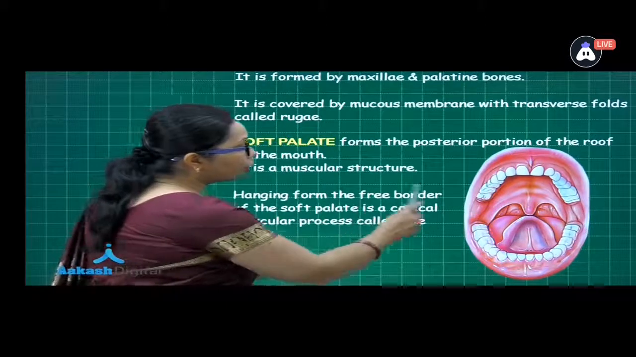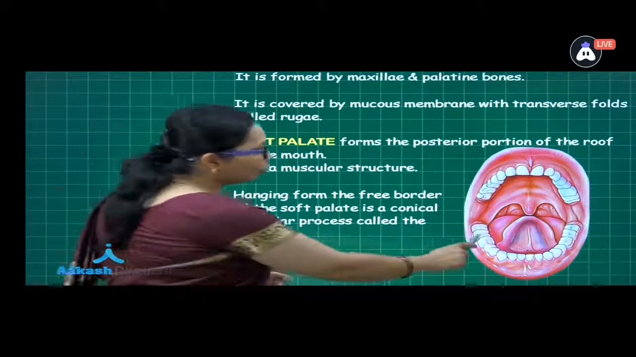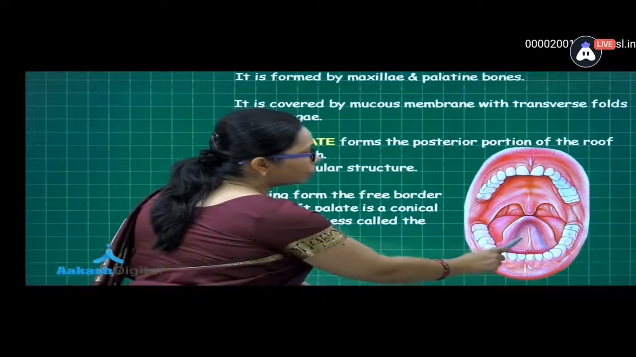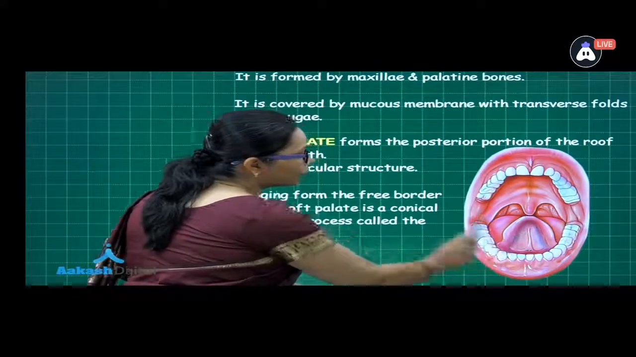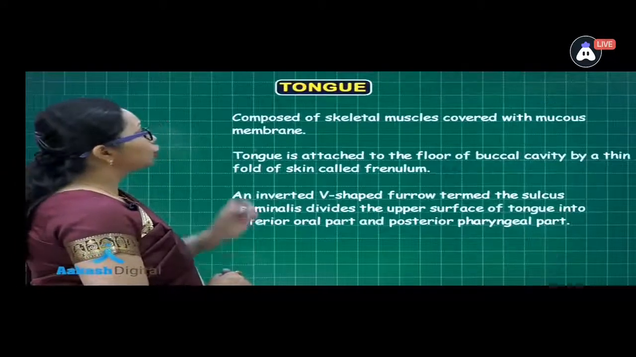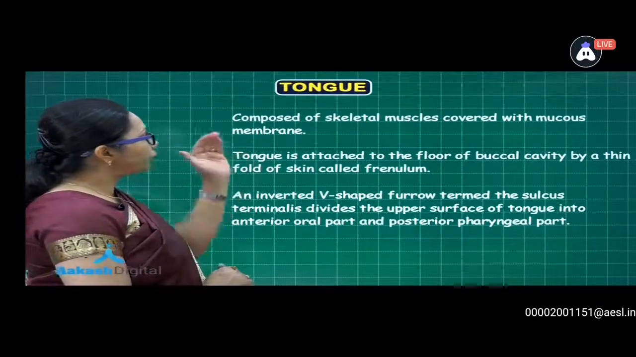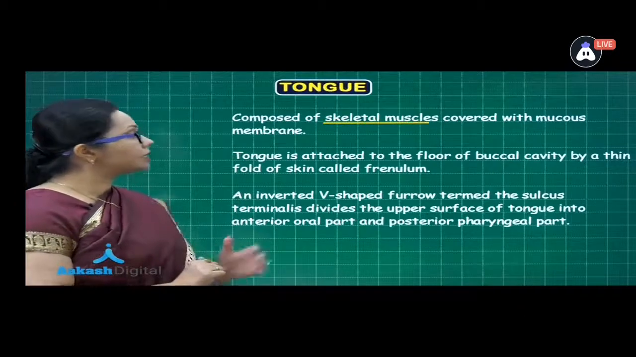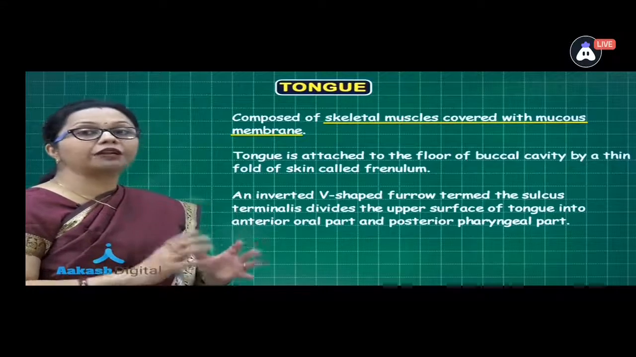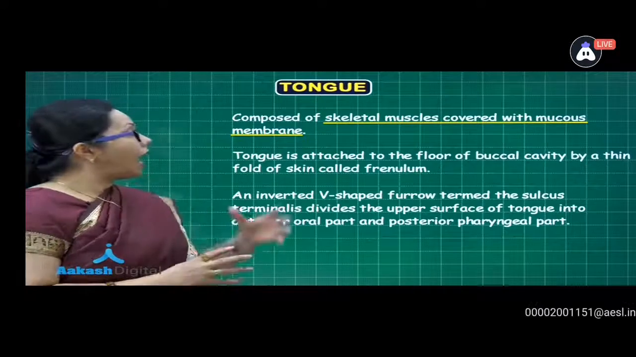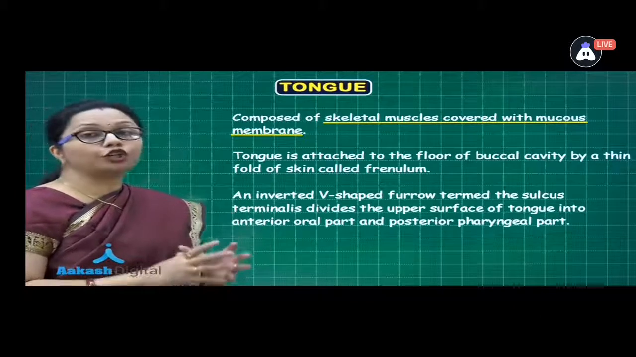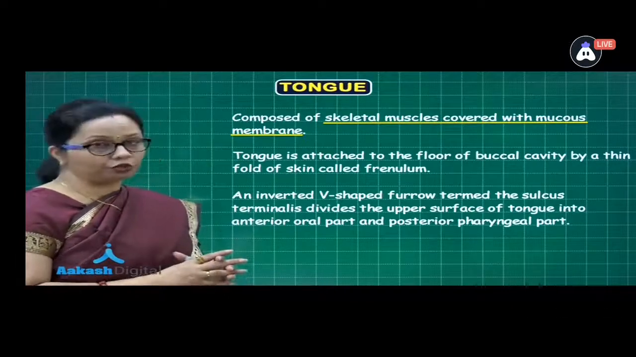Now coming on to the floor of the buccal cavity, on the floor there is this muscular tongue, and it is attached to the floor by a thin fold of skin which is called the frenulum. Now moving on to the structure of the tongue. The tongue is composed of skeletal muscles covered with mucous membrane. Skeletal muscles are voluntary muscles, that means under the control of our will. And since these are skeletal muscles, certainly they are attached to one or the other bones also.